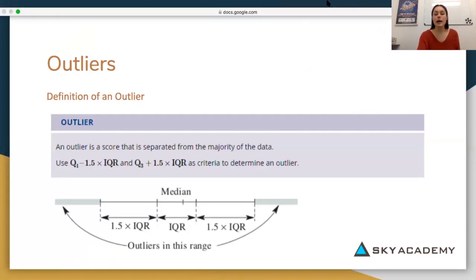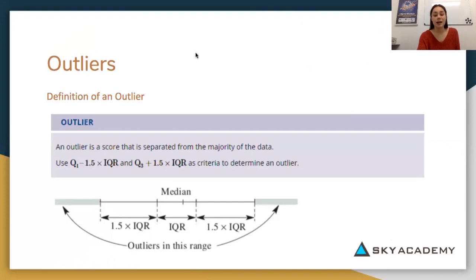And an outlier is just a data point that is alone or by itself away from the rest of the data. So an outlier is a score that is separated from the majority of the data. It's called an outlier because it is considered outside of the data set.